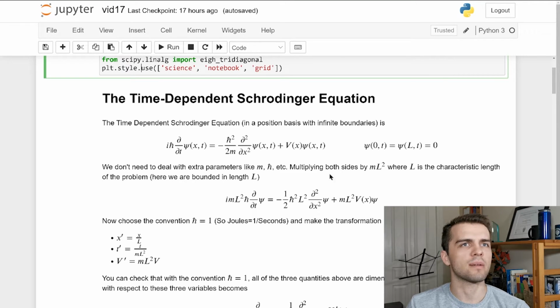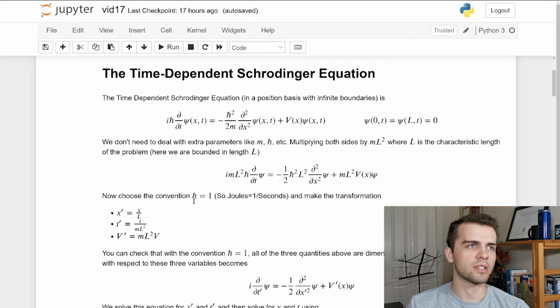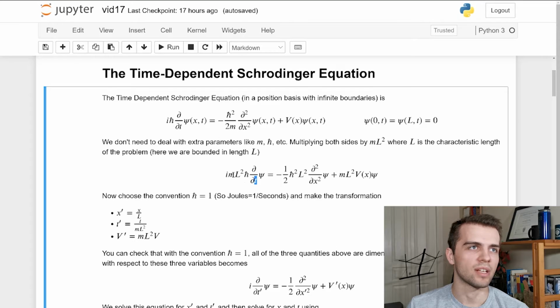And so what I do is I multiply both sides of this equation by mL squared to get this equation here. And I choose the convention h bar is equal to 1. This is pretty standard, and it sets the units for the problem. So that joules essentially is equal to 1 over seconds, right? This is a convention. And then I also make the transformation. x prime is x over L, t prime is t over mL squared, and V prime is mL squared V. The motivation here is that I have this t in the denominator here, and I have mL squared over h bar above. And I absorb that into something like this.